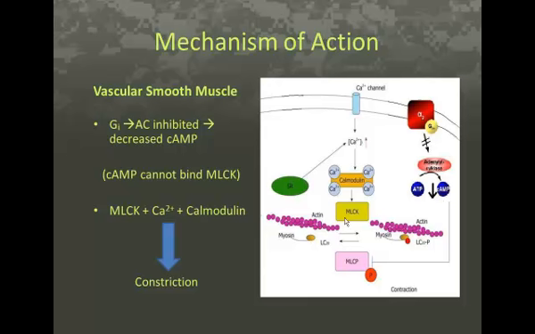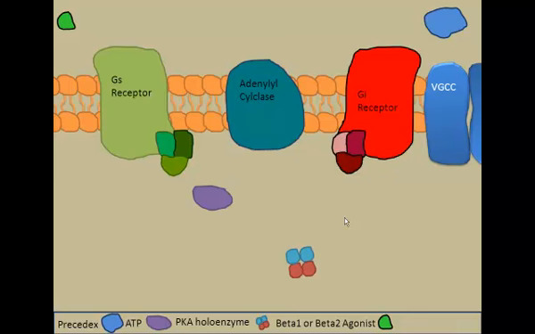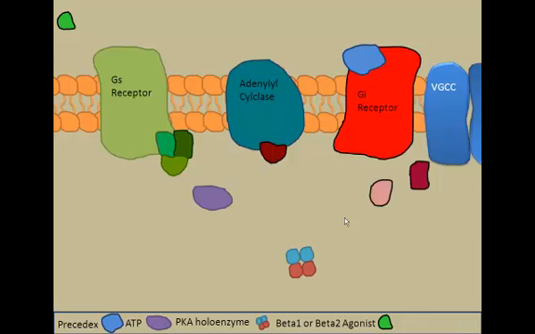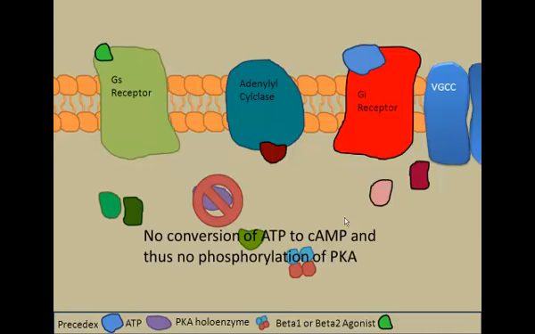In the vascular smooth muscle, the activation of a Gi protein-coupled receptor leads to vasoconstriction through the inhibition of adenylyl cyclase, which leads to decreased cyclic AMP production. If cyclic AMP is not present, then it cannot bind to the myosin light chain kinase, which is then free to form a myosin light chain kinase calcium calmodulin complex that will then act to vasoconstrict. But please note, this is a transient response. This schematic again shows Precedex binding a Gi receptor, inhibiting adenylyl cyclase, and therefore inhibiting the conversion of ATP to cyclic AMP.